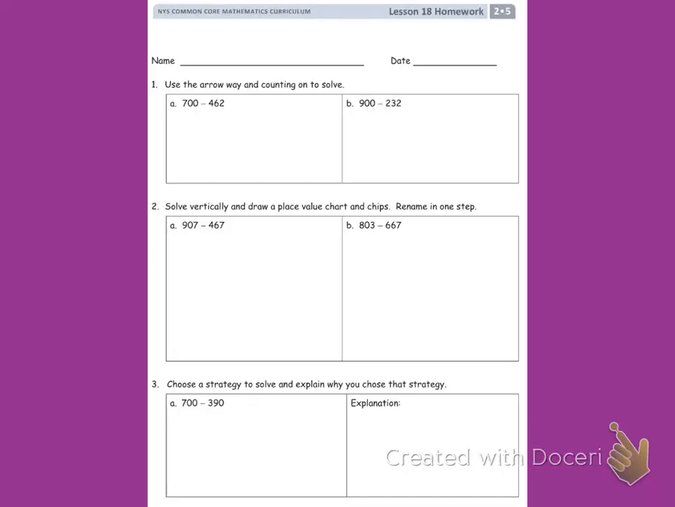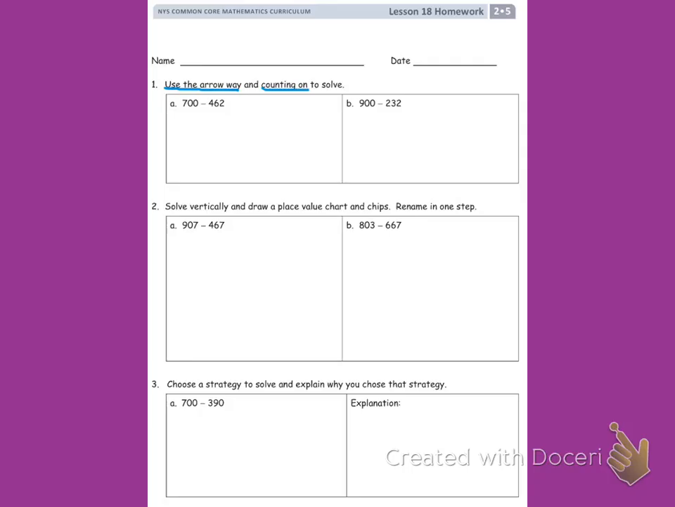Module 5, Lesson 18's objective is to apply and explain alternate methods for subtracting from multiples of 100 and from numbers with 0 in the tens place. Item 1. Use the arrow way and counting on to solve. I'll underline the important details. Use the arrow way. Counting on.